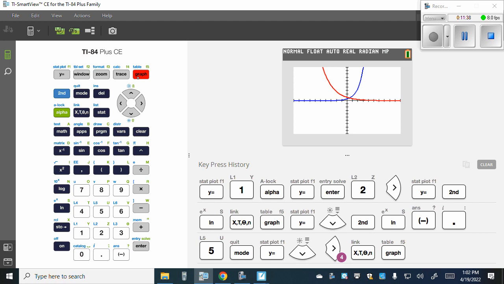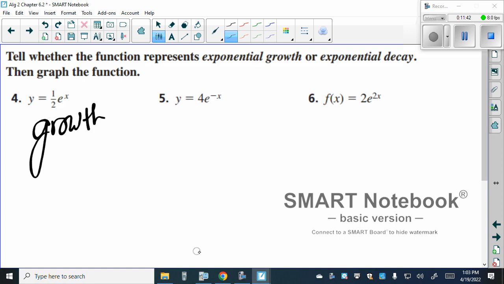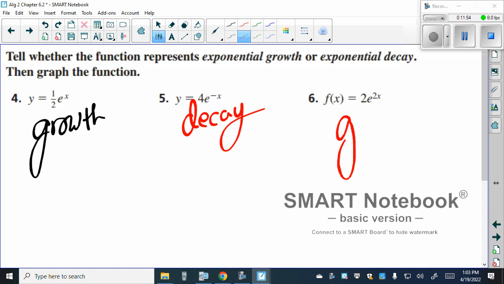So it's more based off whether the exponent with e is positive or negative. Like the next one here, since the exponent's negative, this would be a decay function. And how about number 6? This would be growth because the exponent is positive. Questions on this here?